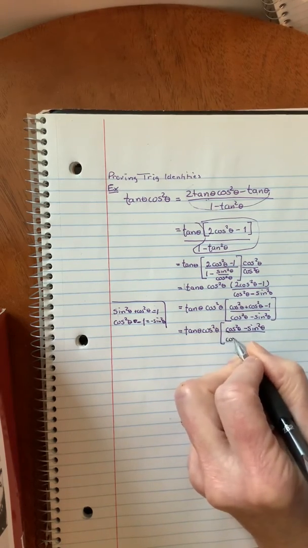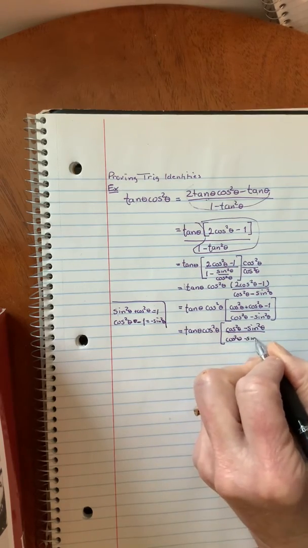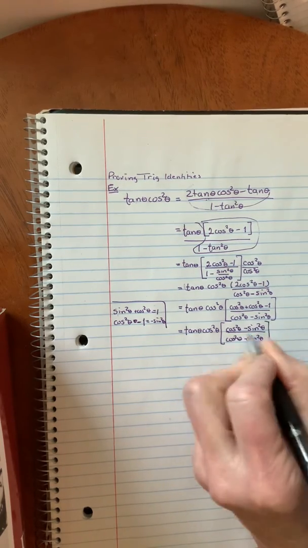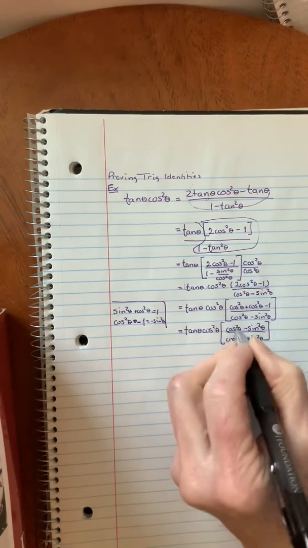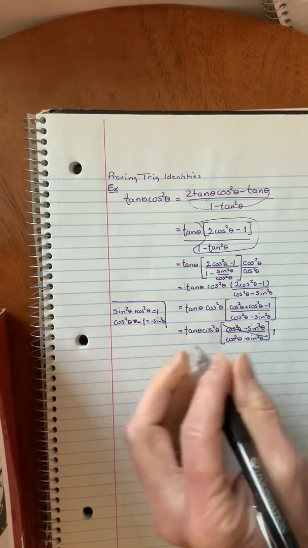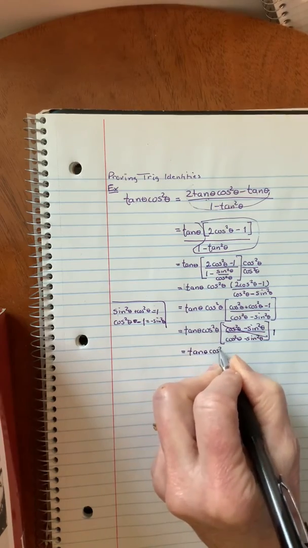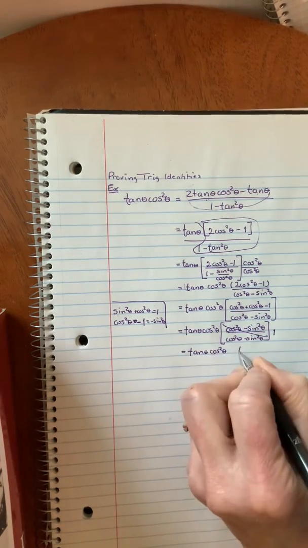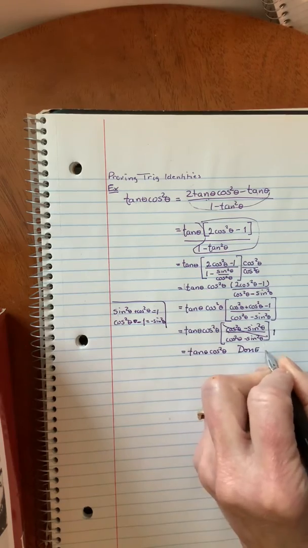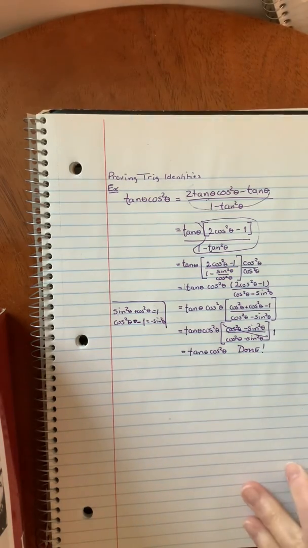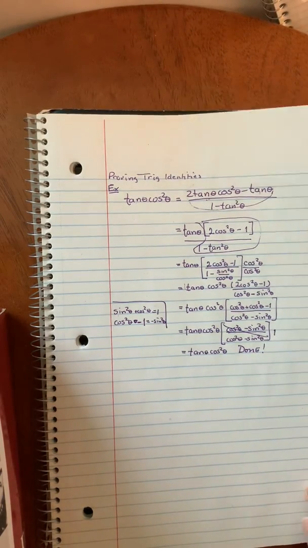Here's cosine squared of theta minus sine squared of theta. These guys are identical, so that cancels and becomes 1. So we've got it now equal to the tangent of theta, cosine squared of theta. And so we're done. You always work on one side and one side only when you're proving an identity.